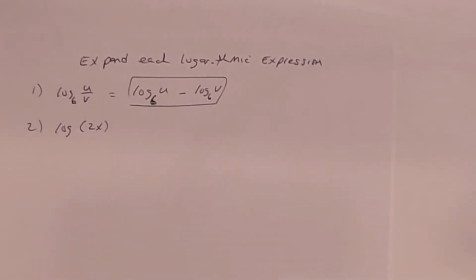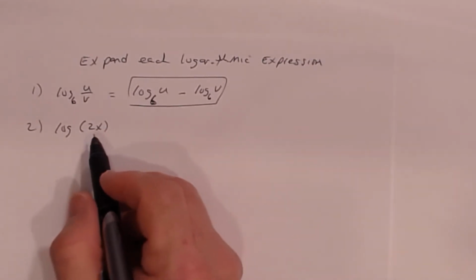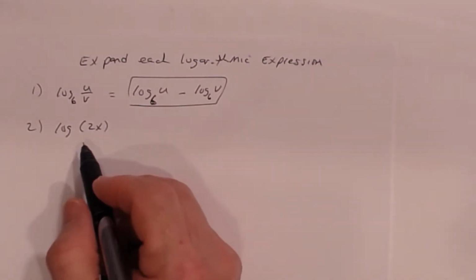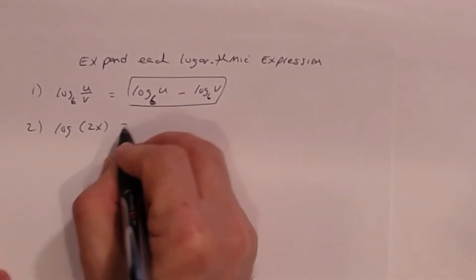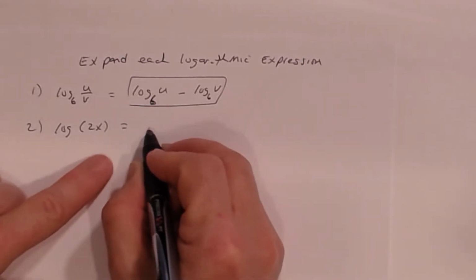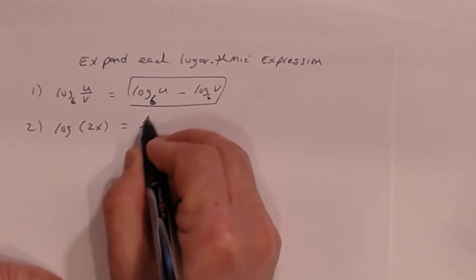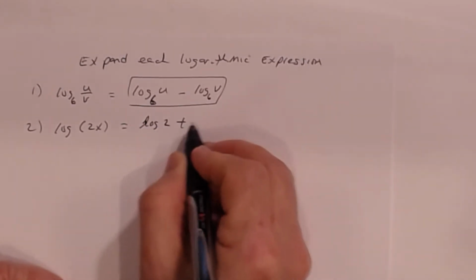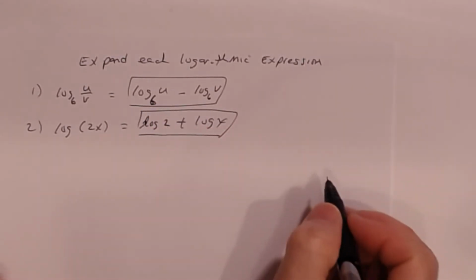But let's go back to number 2. I'm taking the log of a product. According to our product rule, I can write it as a sum. So I can expand and go from a single logarithm to, in this case, 2 logarithms. So log of 2 plus the log of x. And there's your answer there.